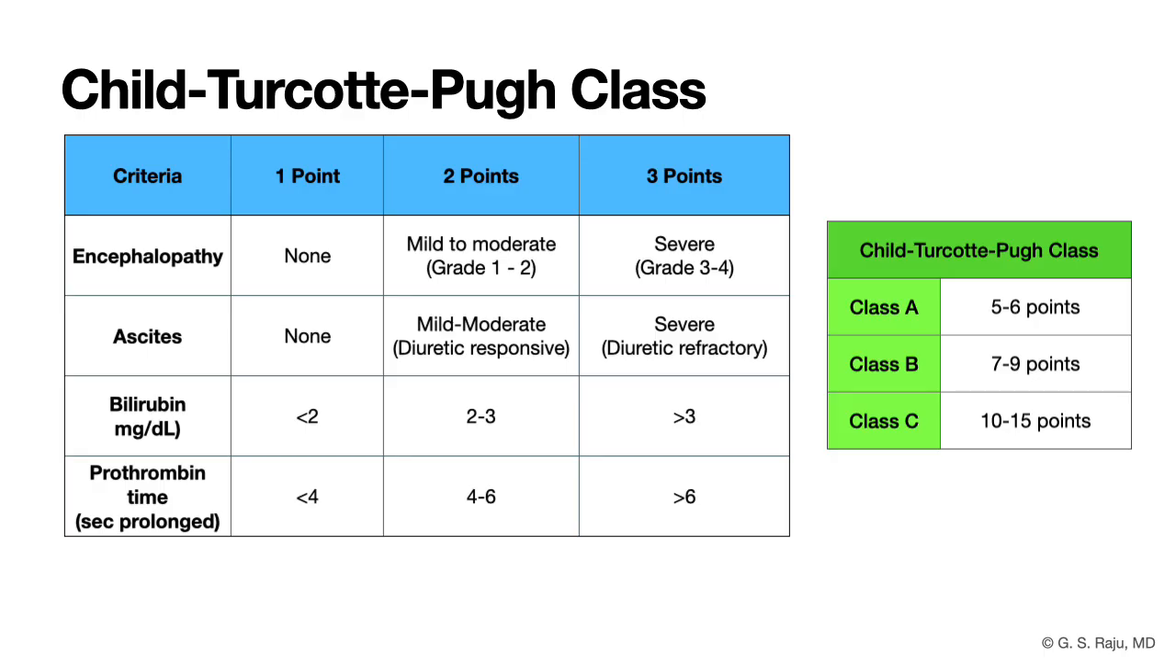By looking at whether the patient is encephalopathic or not, whether the patient has ascites, whether it is mild, moderate, or severe, and looking at the bilirubin level and also prolongation of prothrombin above the normal value, you try to assess whether the patient belongs to Child's A class with 5 to 6 points, Child's B class 7 to 9 points, and Child's C class 10 to 15 points.